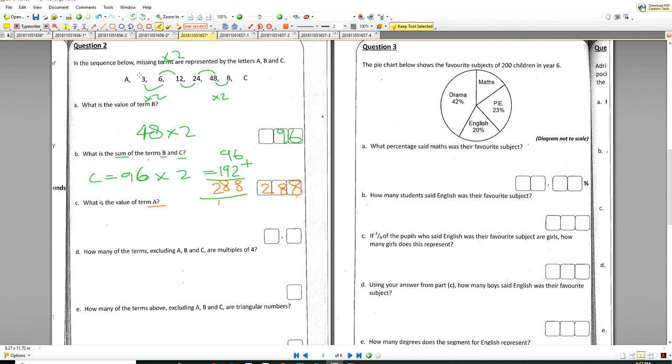What is the value of term A? Now term A we haven't done yet, we're going to go backwards, the opposite of times by 2. If you're going this way, you are timesing by 2. And if you go backwards, you have to divide by 2. To get to A, we're going to go backwards in the pattern. So we have to do 3 divided by 2.